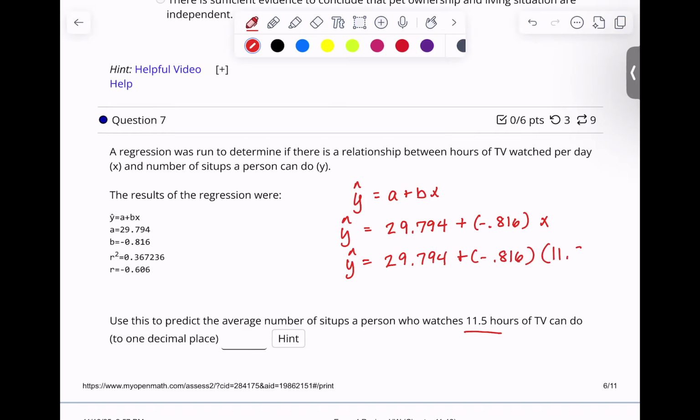Times 11.5. So I take my handy dandy calculator out and I calculate this and I get y hat is 20.41. So my regression equation predicts that if I watch 11.5 hours of TV, I'm going to be able to do 20 sit-ups. It's set to 1 decimal place, so 20.4.